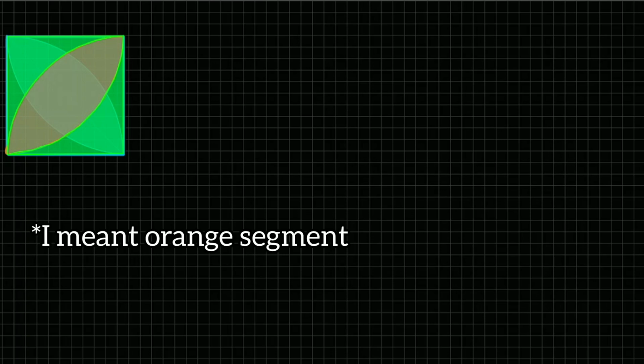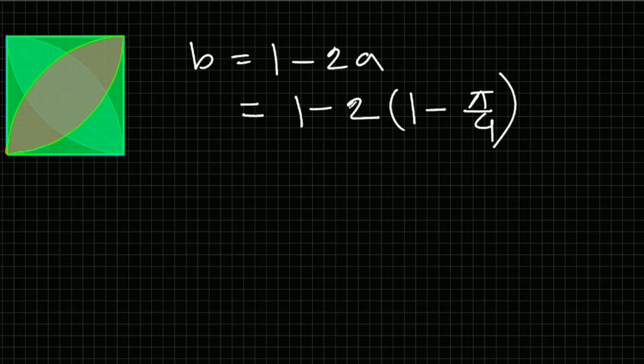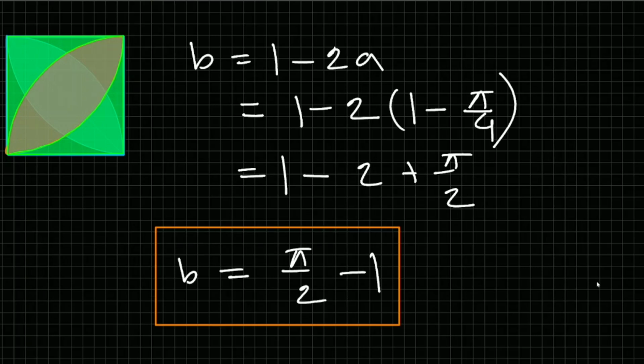Now what about the area of this green section right over here? Well, we can find the area of this segment if we subtract the area of these two green segments from the area of the square. The area of both of these green segments are the same. Why? Well, I will leave it as an exercise for you to figure out. Now if we denote the area of the green segment with B, then we have B is equal to pi over 2 minus 1.